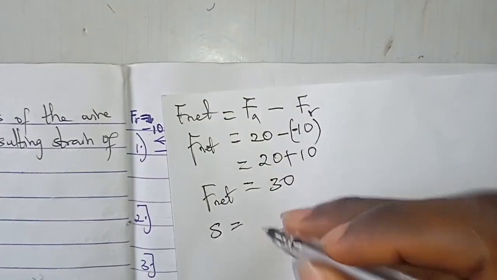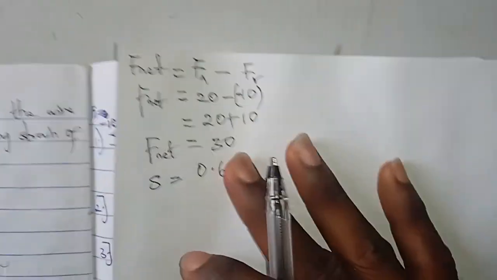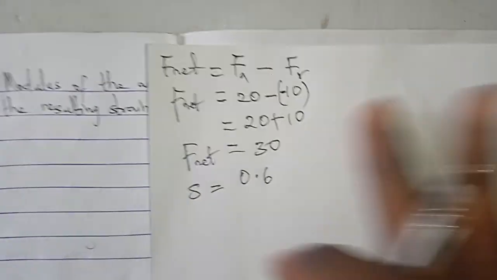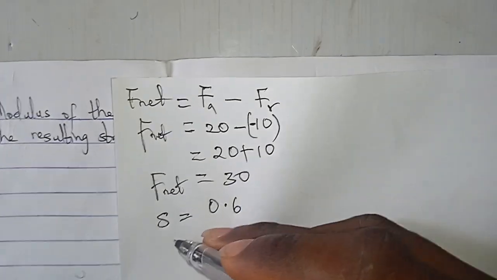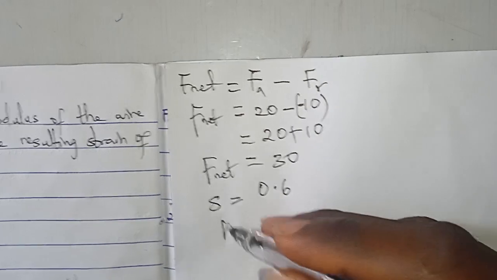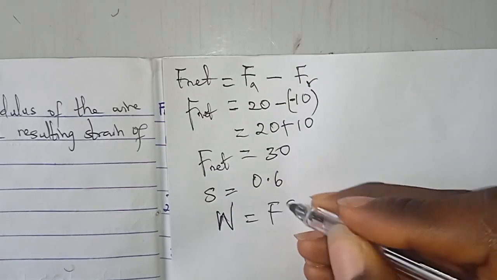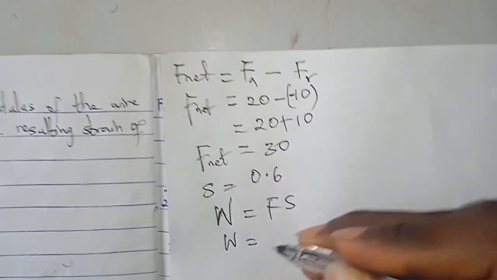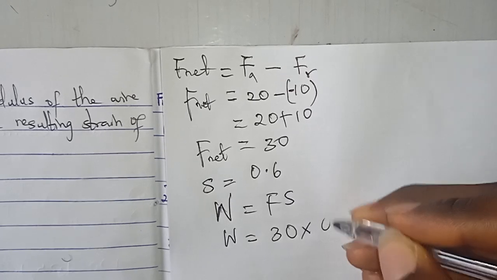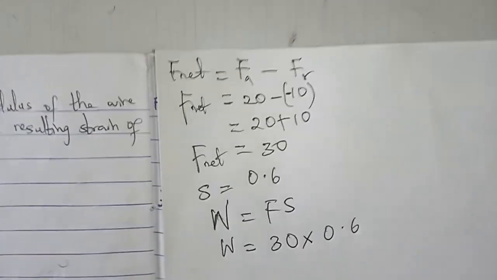So what we can now do is 0.6. So if we now employ the formula, which is work equals Fs, we are going to have that work is equal to 30 times 0.6. Let's punch that.